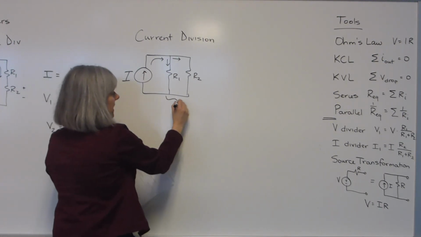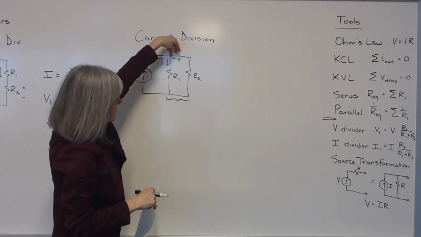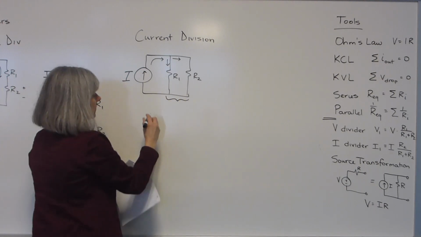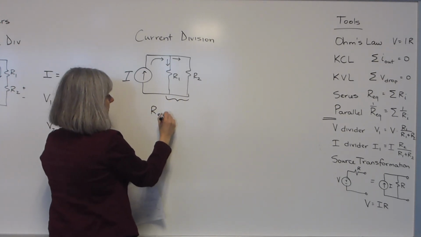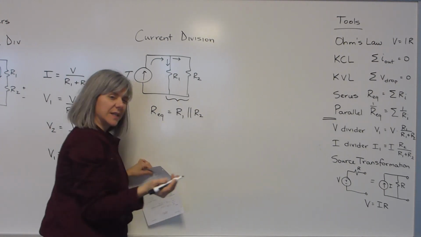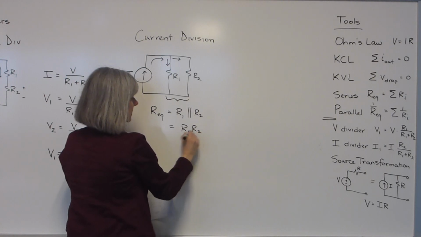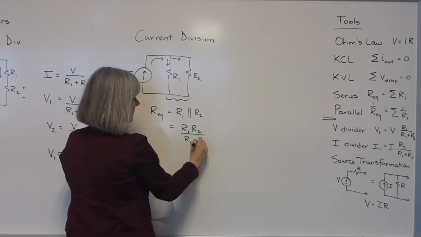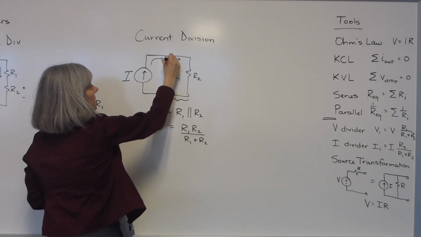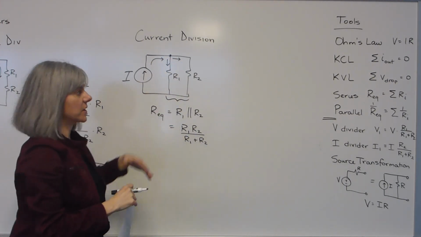Well, we could combine these. We know they're in parallel because the top of each resistor is the same node, and the bottom of each resistor is the same node. So we could find the equivalent resistance. And here, because I don't have numbers, this is where I'm going to use this form. The reason I'm doing this is because if I could find the voltage here, then I'd know the voltage across the resistor, and I could find the current.